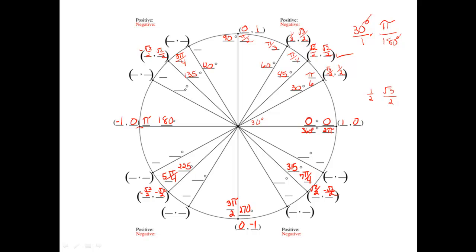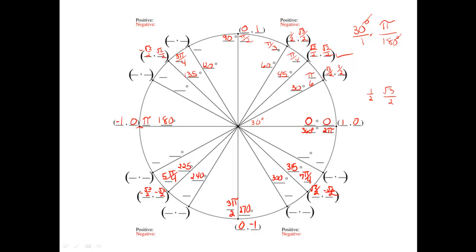And another 60, I'll be at 180, and I've already done that one. And another 60, I'll be at 240, which must be right here. Another 60 is at 300, which must be right here. And another 60 would be at 360, and I'm back around the circle. Now let's do what we did with the radians again.